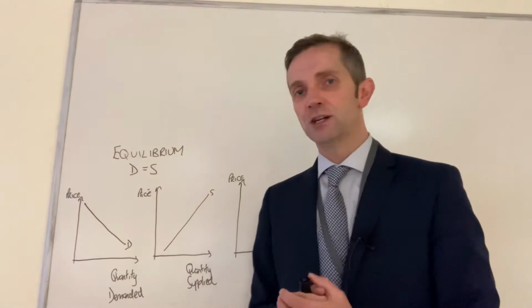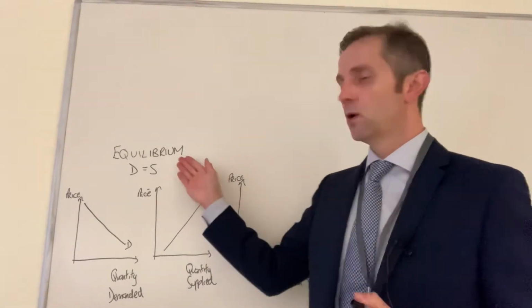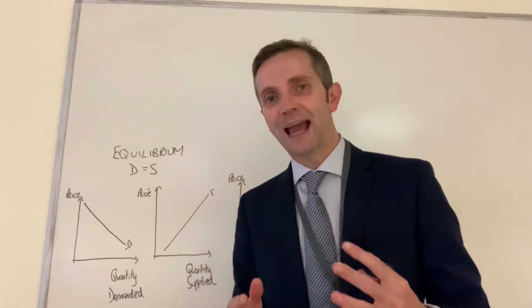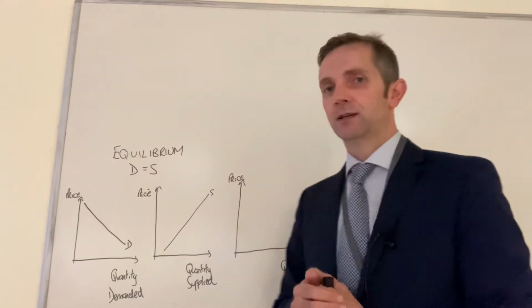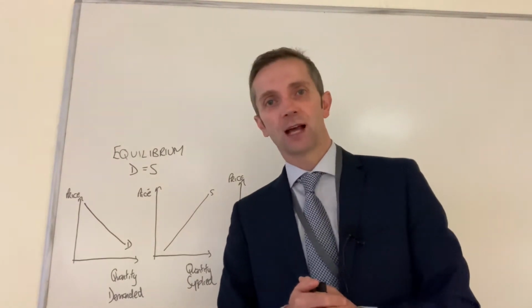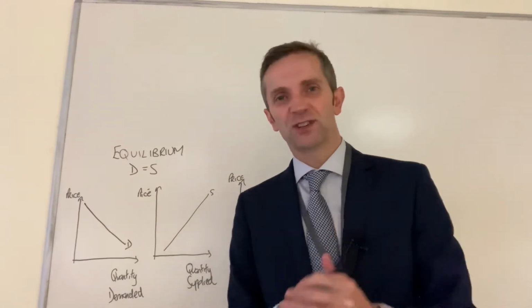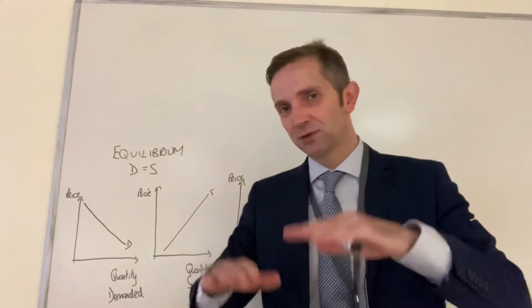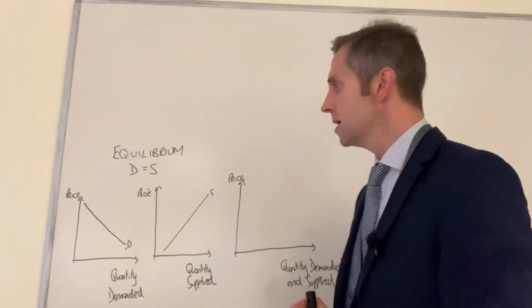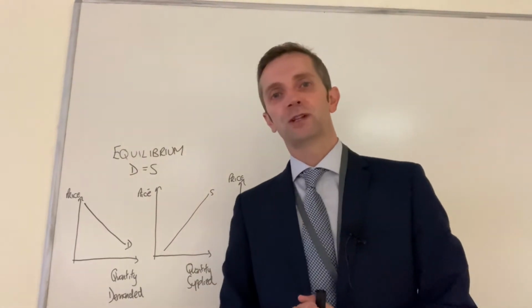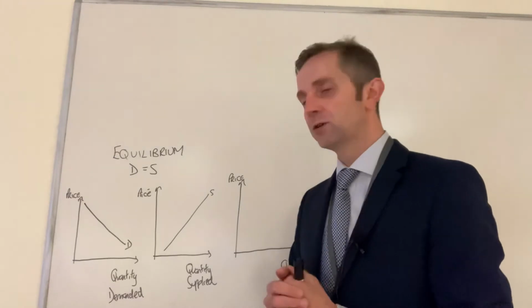And so now what we must do, ladies and gentlemen, is bring these two curves together in order to determine what we refer to in economics as the equilibrium price and quantity demanded and supplied. Equilibrium, of course, for the scientists among you, means some sort of balance, to be in equilibrium. And so we're looking for the point at which demand is equal to supply.